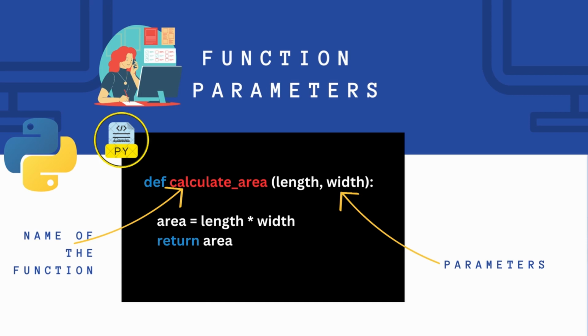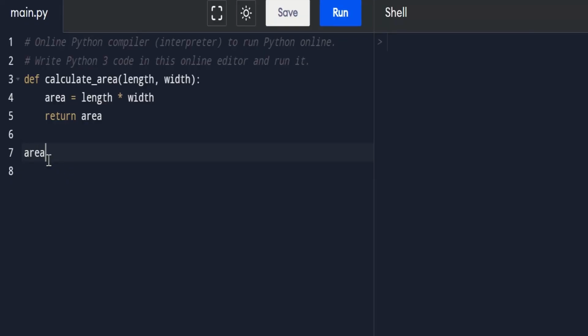In this code, we have created a function named calculate area that takes length and width as parameters. The function uses these parameters to calculate and return the area of the rectangle. We can see it in demonstration.